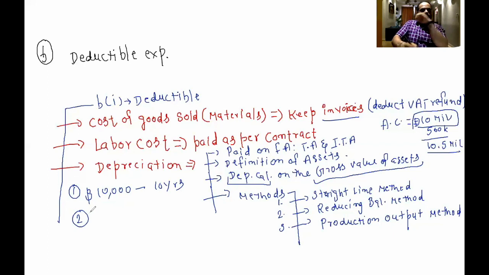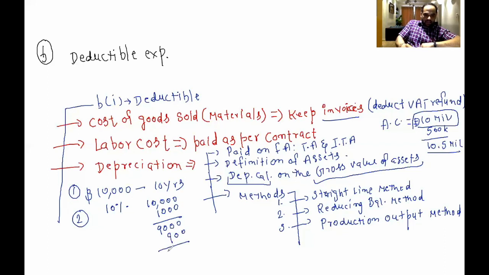Second is the reducing balance method. Let's say the depreciation rate is 10%. The gross value is $10,000. 10% of 10,000 is 1,000. Now the value of the asset is 9,000.